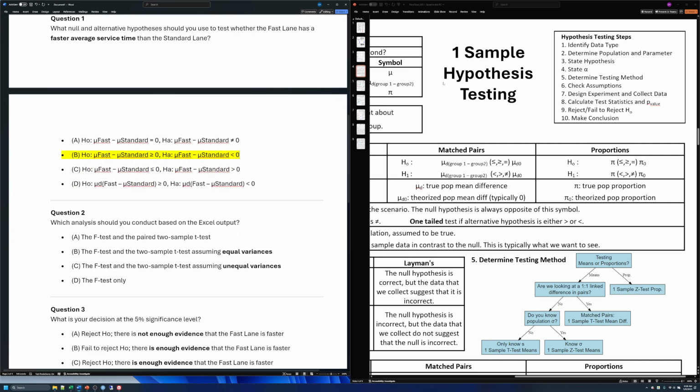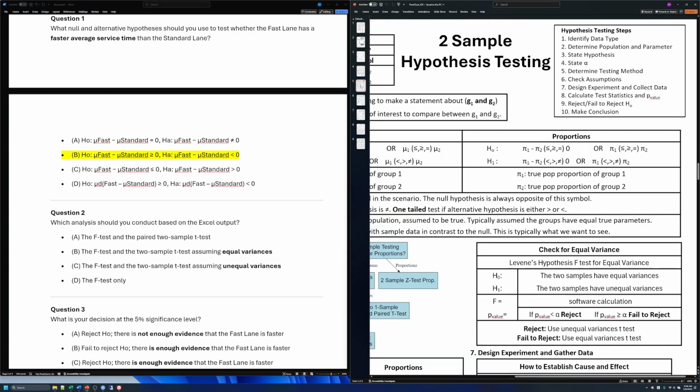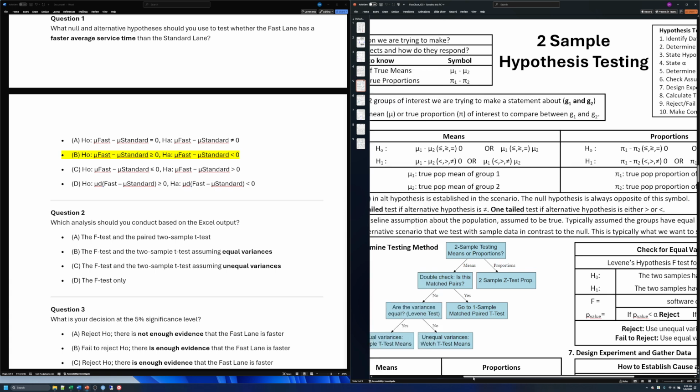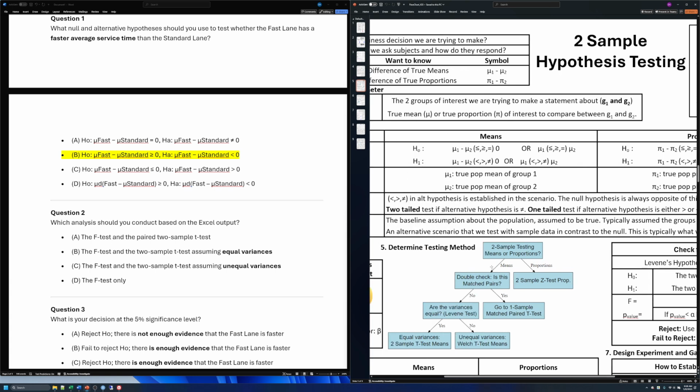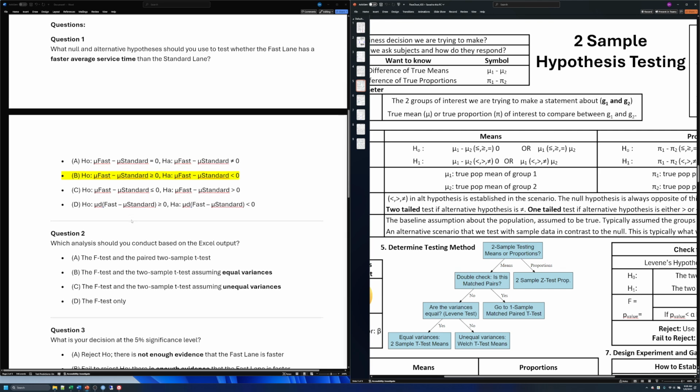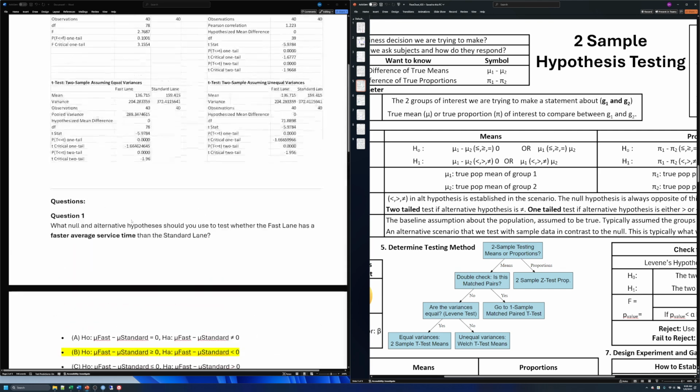Okay, next, let's focus back in on which analysis we would do. If we go back to step five, there's a nice flow chart saying matched pairs. We said nope. And then we need to say, are the variances equal? We need to do a Levene's test, or we need to look at the F test for variances.